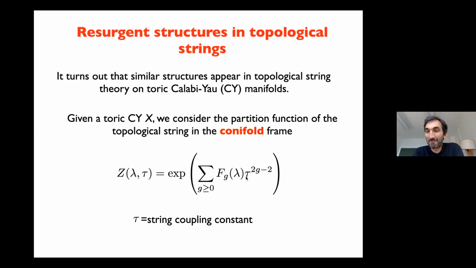Now, this partition function depends on two variables. One is the string coupling constant, and the other is the Kähler parameter lambda. For simplicity, I am going to suppose that there is one single Kähler parameter in the game, though you can have Calabi-Yaus with a higher number of Kähler parameters. So this is a formal power series in tau whose coefficients depend on lambda, but each F_g of lambda can be written as a formal power series around lambda equals 0. And this is what makes the conifold frame very special.